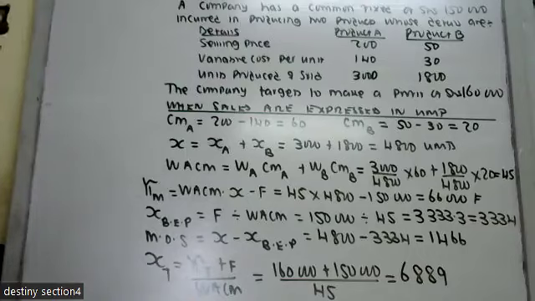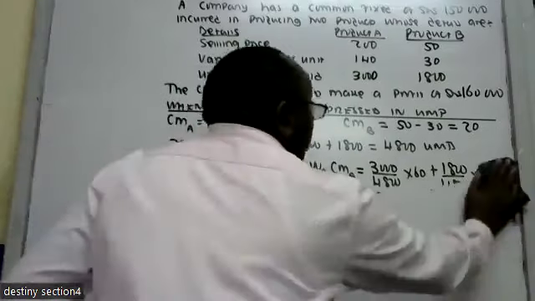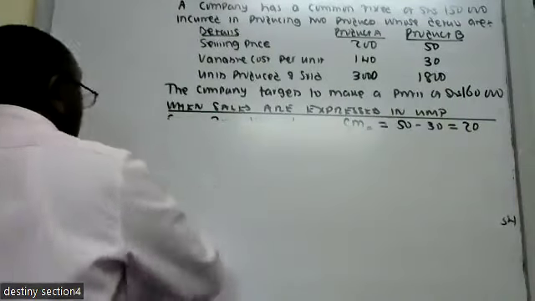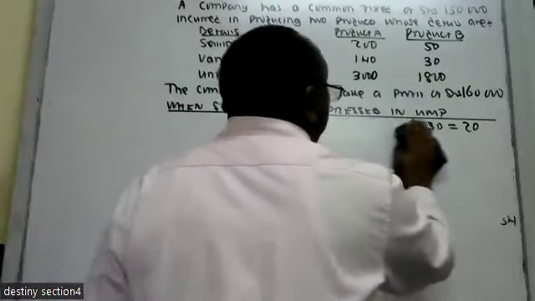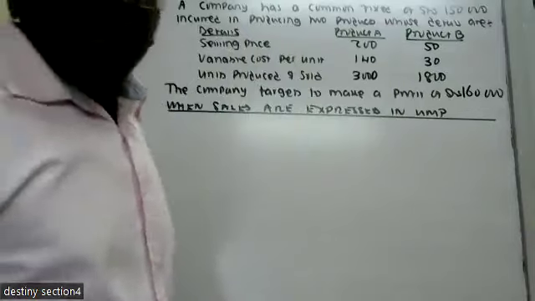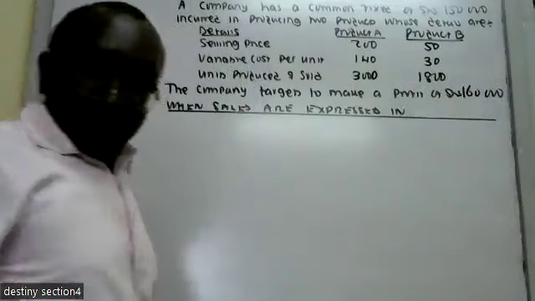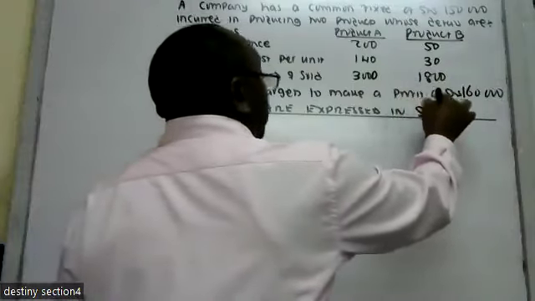So let's now look at how you go about it if these units are in shillings, or if these sales are in shillings. What are the formulas if we are in shillings?